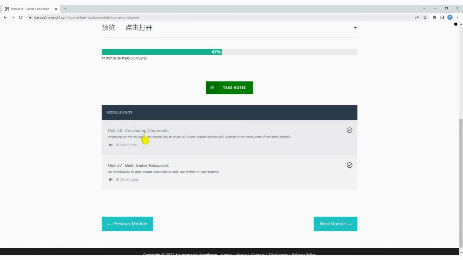So in Unit 26 here, it's concluding comments, just encouraging you to maybe do the course twice. Definitely if you're a beginner, you should go over the course twice. Also, Unit 27 is best trade resources. It gives you some books, some trading tools, and of course it recommends the Al Brooks website. So I'll just play a short clip of that now.